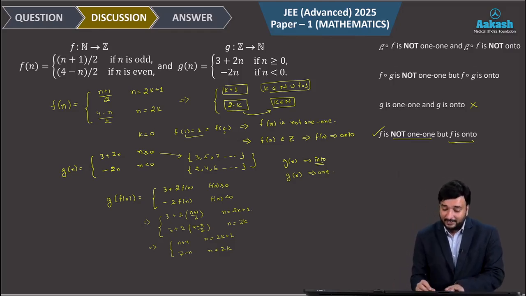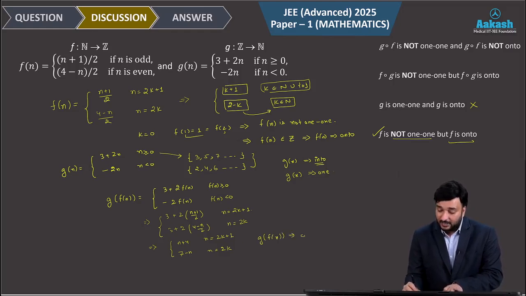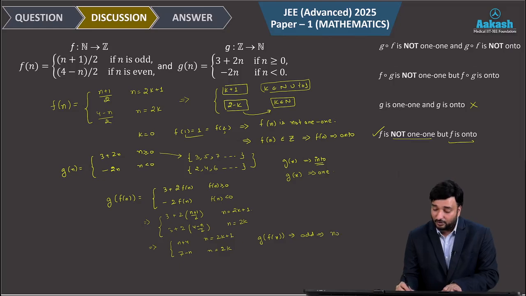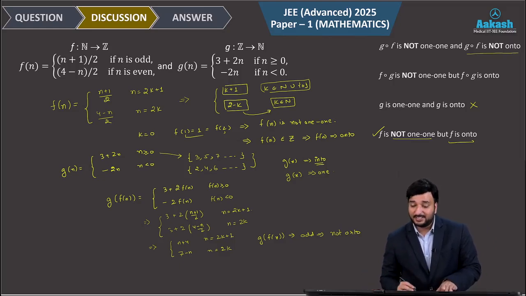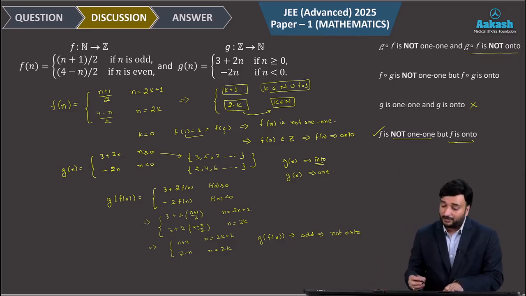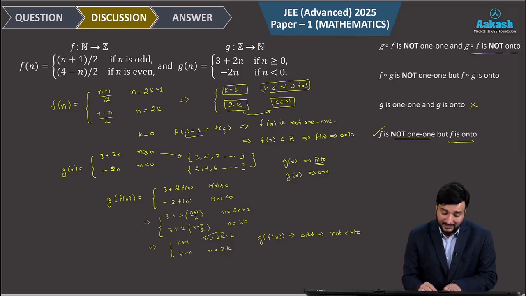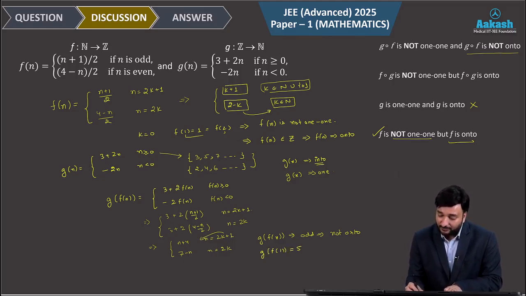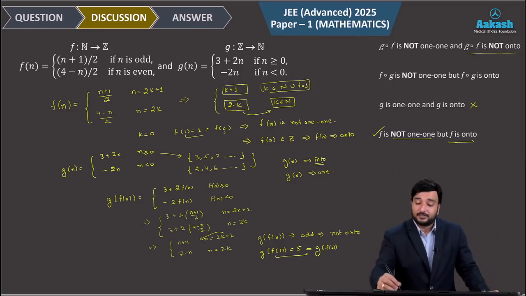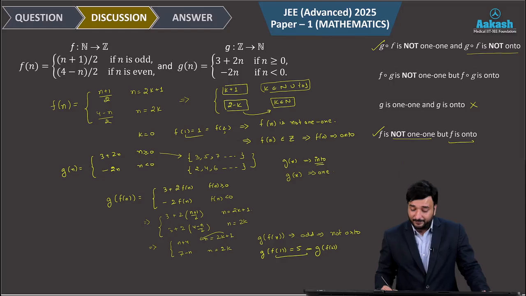So we can see from here that g of f of n will always give an odd value, and this simply implies this is not an onto function. So gof is not an onto function, this is matching. Now whether gof is 1-1 or not: if I substitute any values over here, the values are going to repeat. As an example, g of f of 1 is 5, and this is also equal to g of f of 2. So this simply implies that the function is a many-one function. So this makes option A also a correct one.